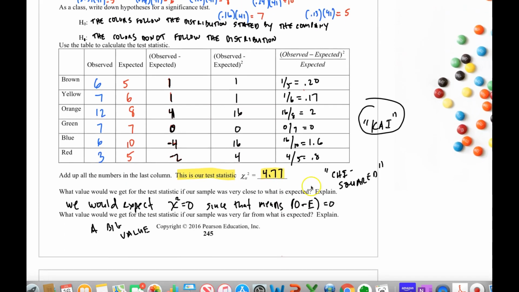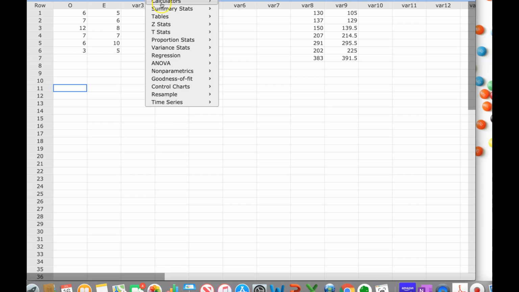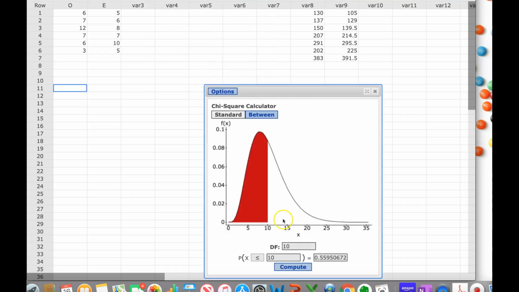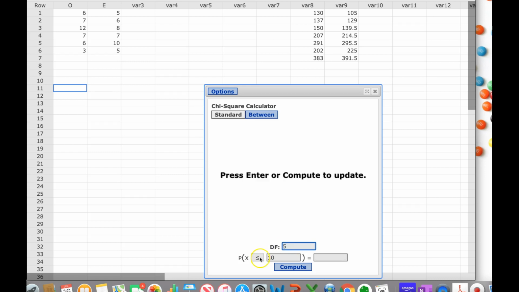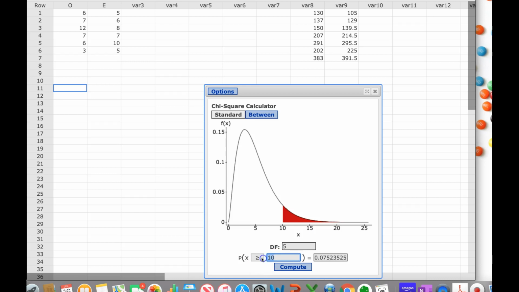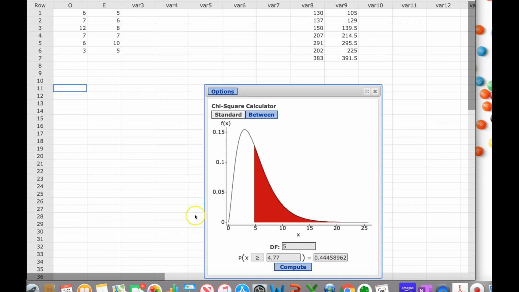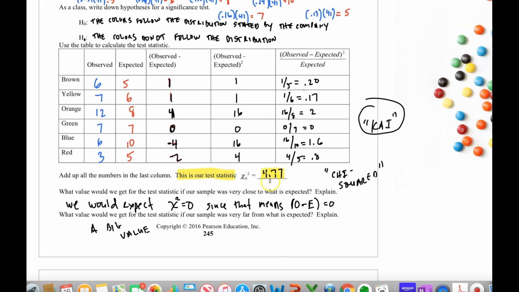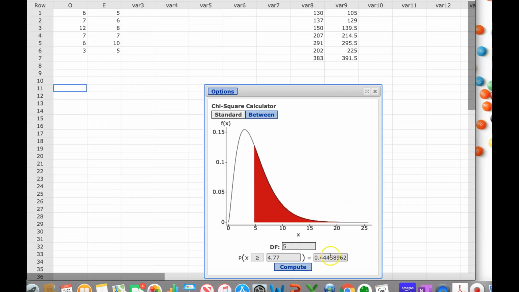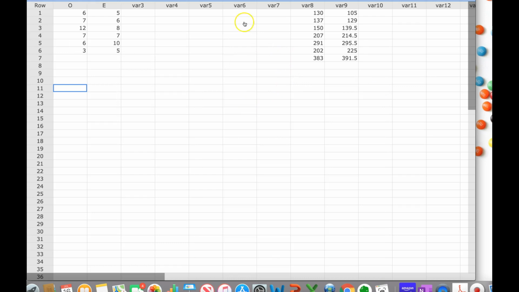So now that we have this actual chi-squared, there's one way here, you would do calculator chi-squared. Degrees of freedom is, there were 6 colors, minus 1 is 5, and you want the probability that it's greater than 4.77. I think that's what we got. And so your p-value is 0.444. So it's not less than alpha. So we failed to reject the distribution there. Failed to reject the null hypothesis.